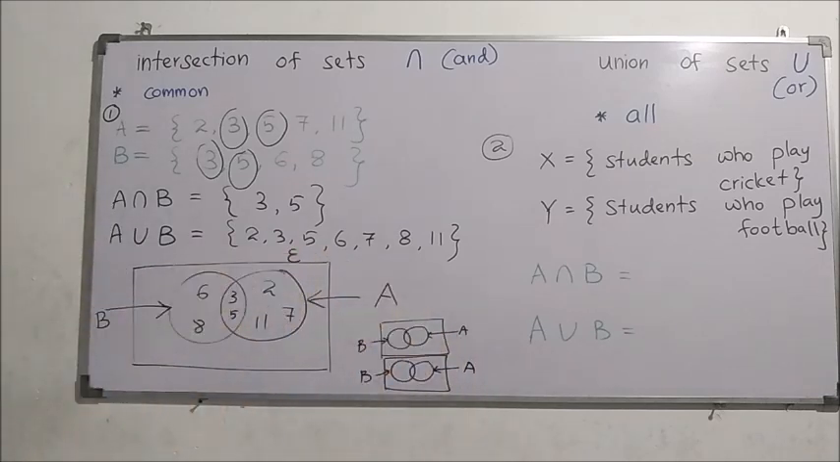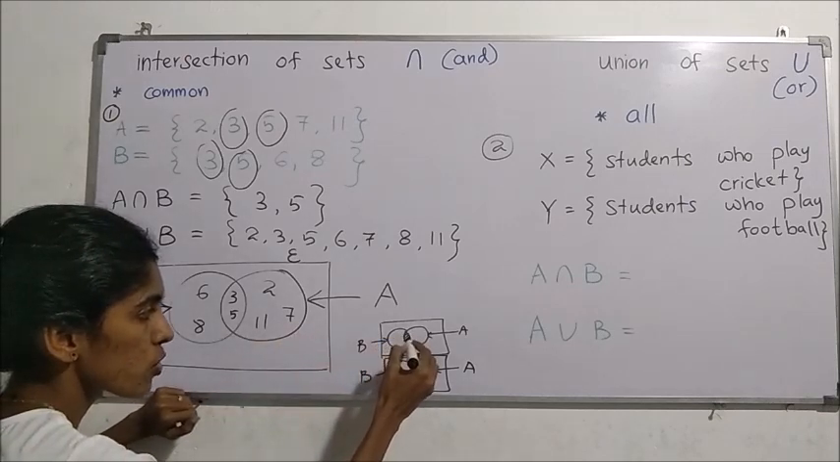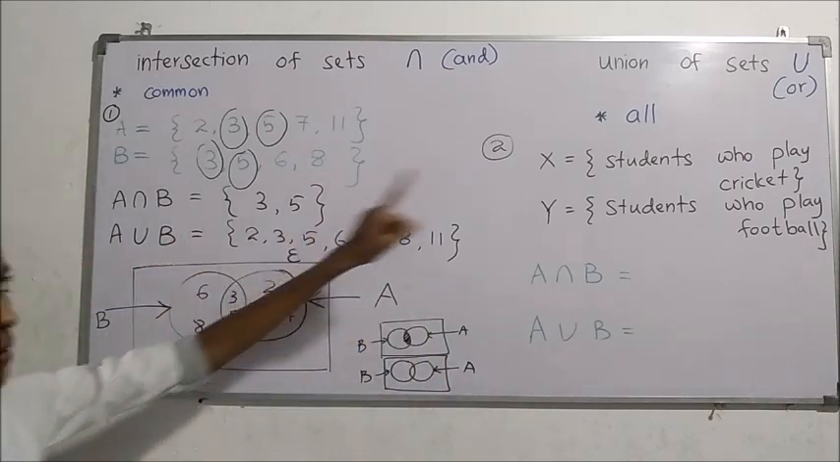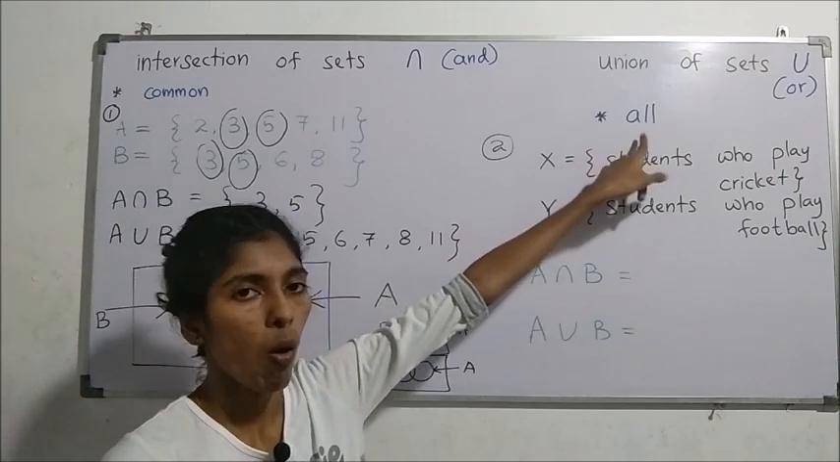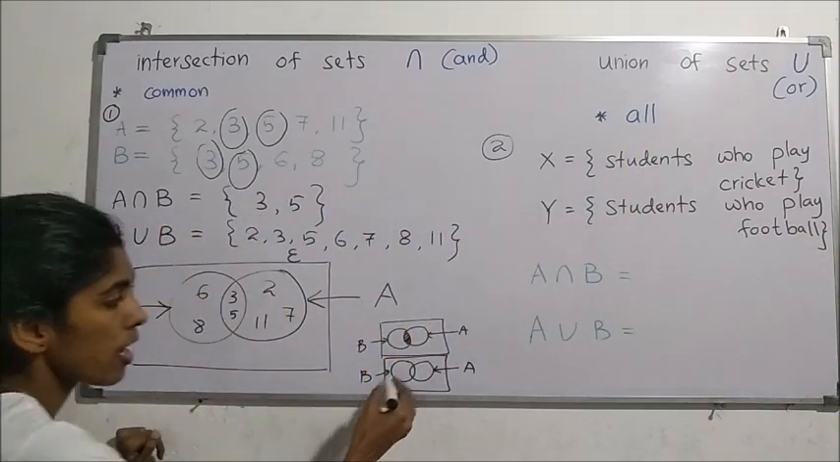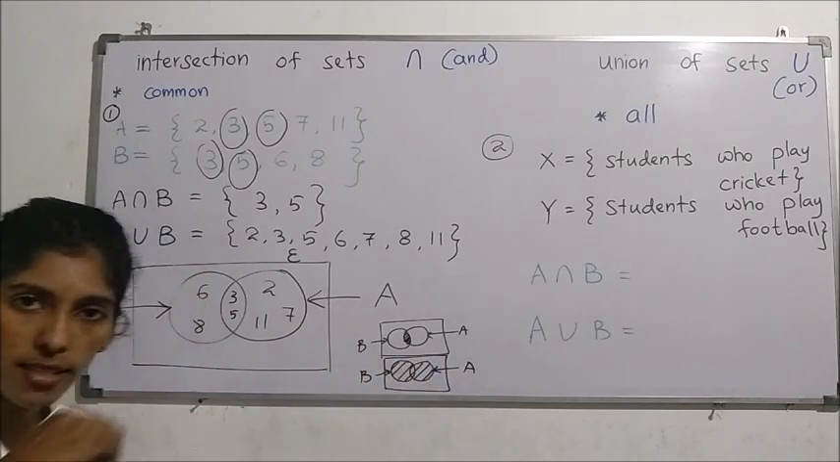If we are shading the region under the intersection of A and B, we know that it is the common region. You should shade the common region and show it. Union means all. Here, union means all, in the sets on either side. So A and B, both should be shaded like this.